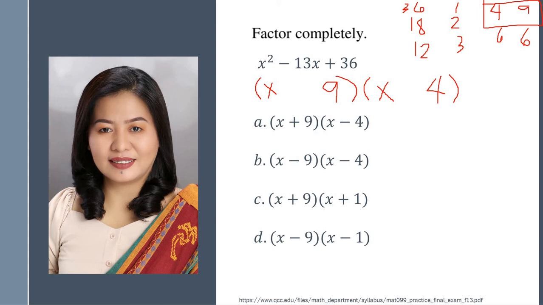So for our sign, this is positive. That means that our signs here will be the same because when you multiply the two, it will give you a positive answer. But this is negative. It means that you will have a minus and a minus because negative 9 times negative 4 is positive 36 and negative 9 plus negative 4 gives you negative 13. So answer is B.